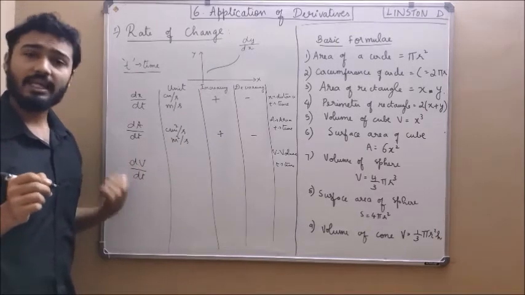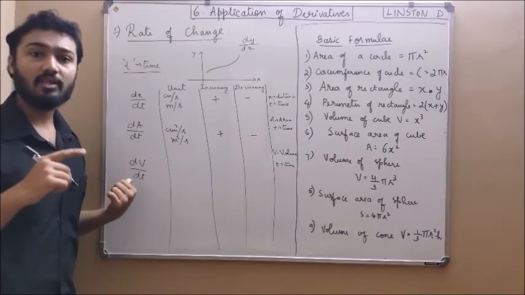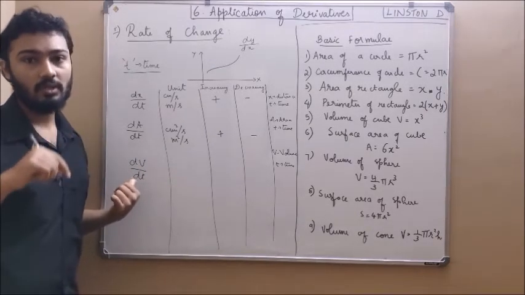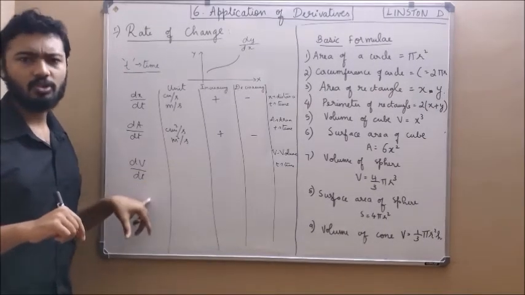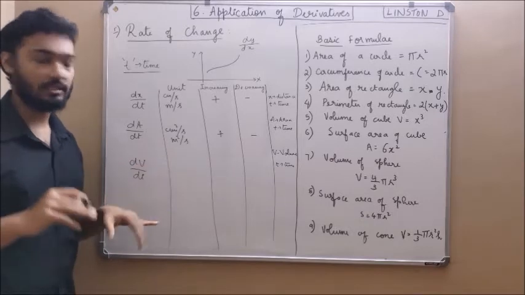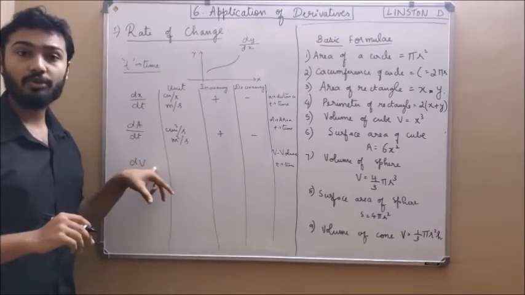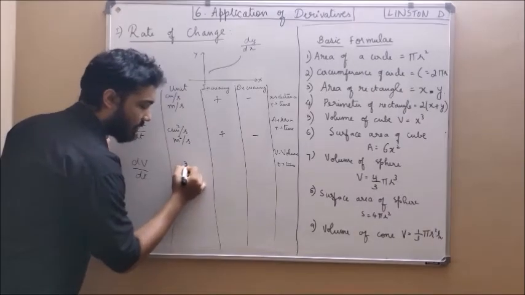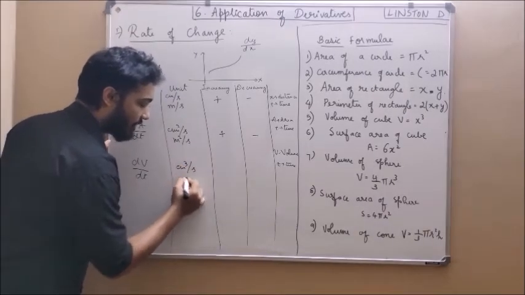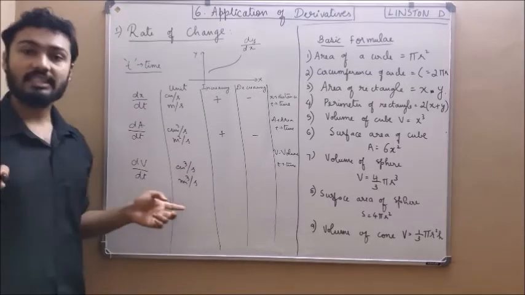Now what is dV by dt? dV by dt is nothing but the rate of change of volume with respect to time. Now, how does the volume change with respect to time? The volume can increase or decrease. So first, what is the unit? The unit of volume is centimeter cube, so the unit is centimeter cube per second or meter cube per second.